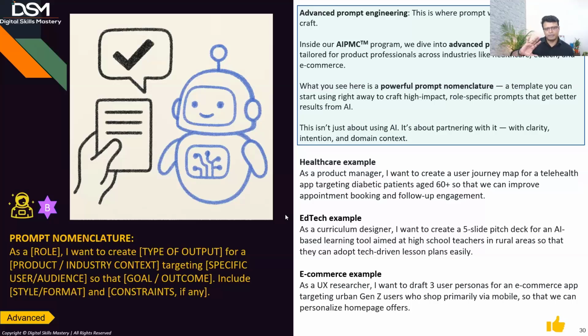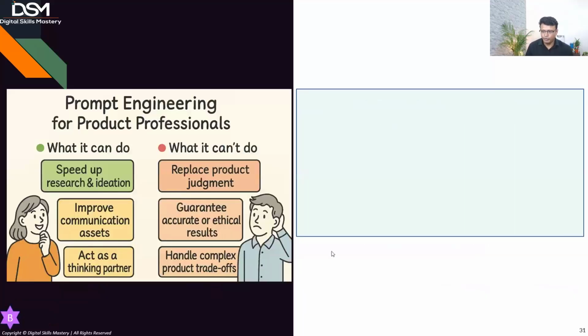You can have the same examples in edtech and e-commerce as well. The point to note over here is the prompt nomenclature that we have shared. Take a snapshot, take a pic. This is something that you can straight away implement tomorrow. Try it with the free versions of Claude or ChatGPT that you have hands-on access to. Just implement it and see how it gets your job done as quickly as possible, as we have seen in the examples over here.